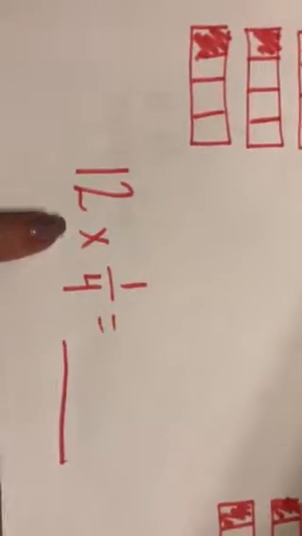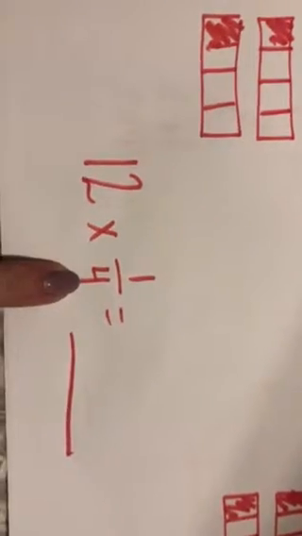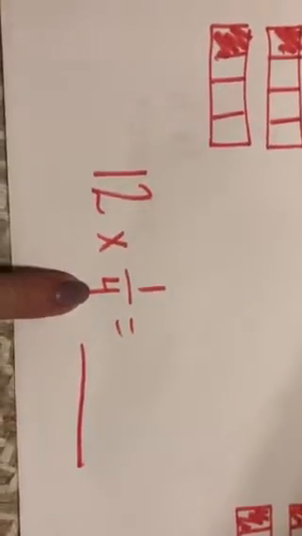Here we go again, guys. We have the runners question. We had 12 runners that ran 1/4 of a mile, okay? So 12 different runners, each ran 1/4 of a mile. Okay, again, we're going to do this with models.